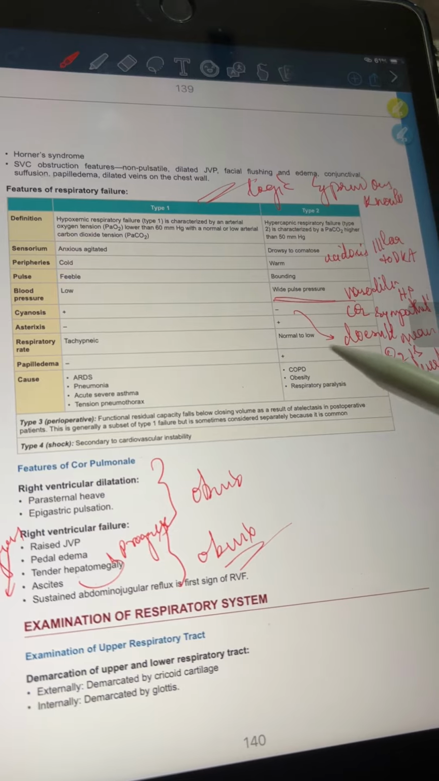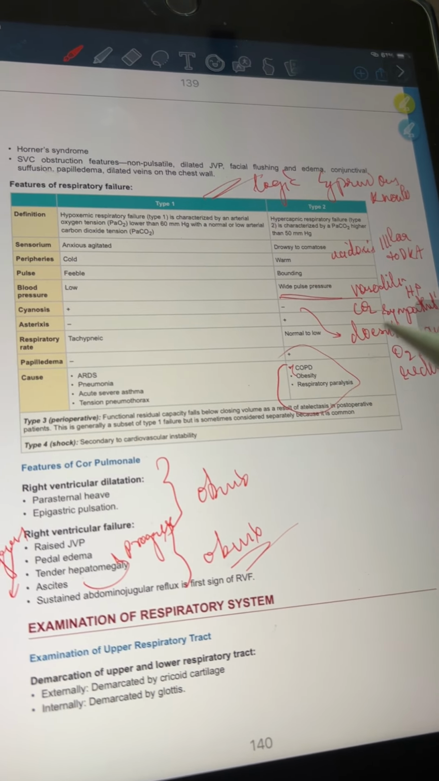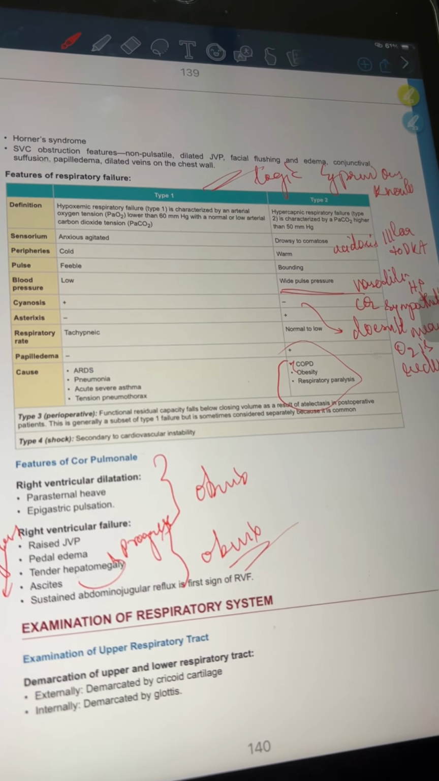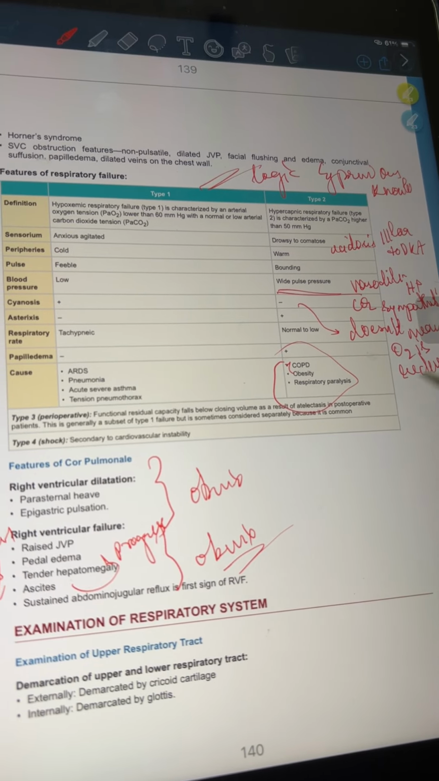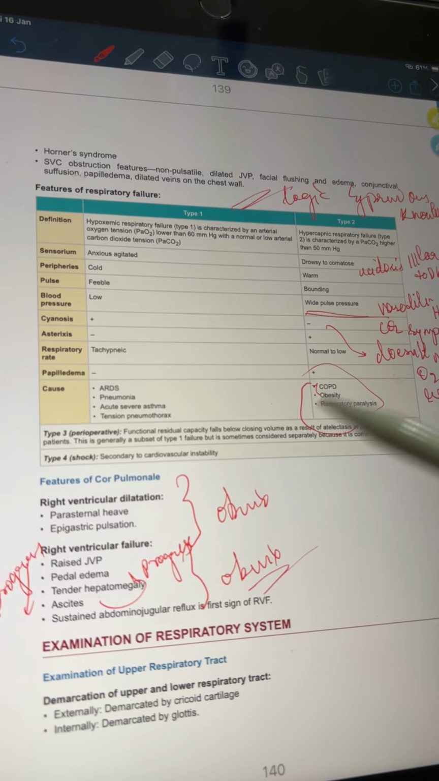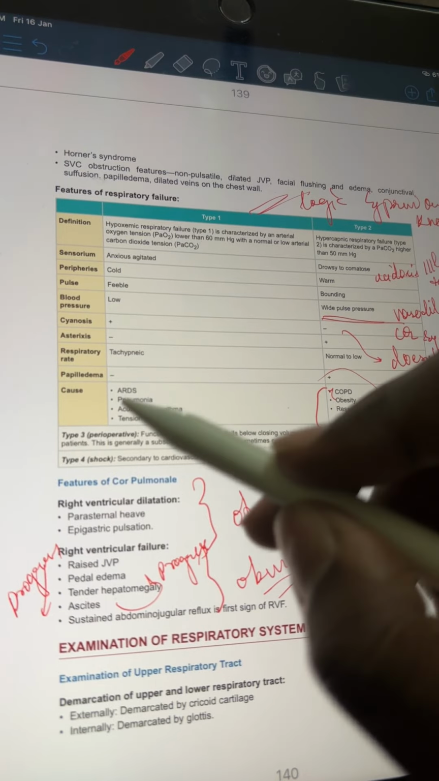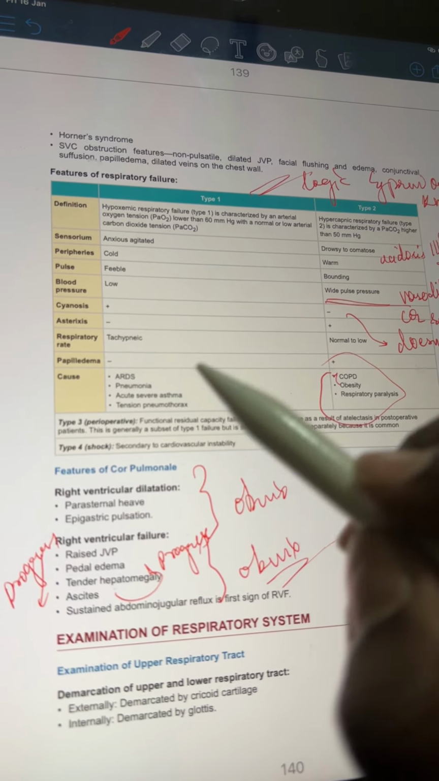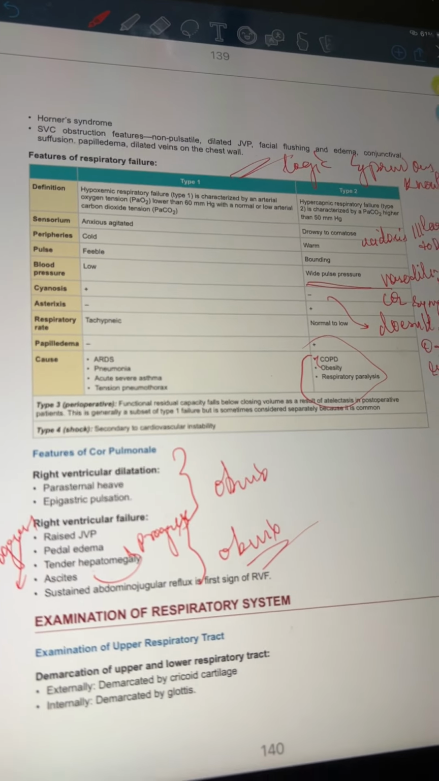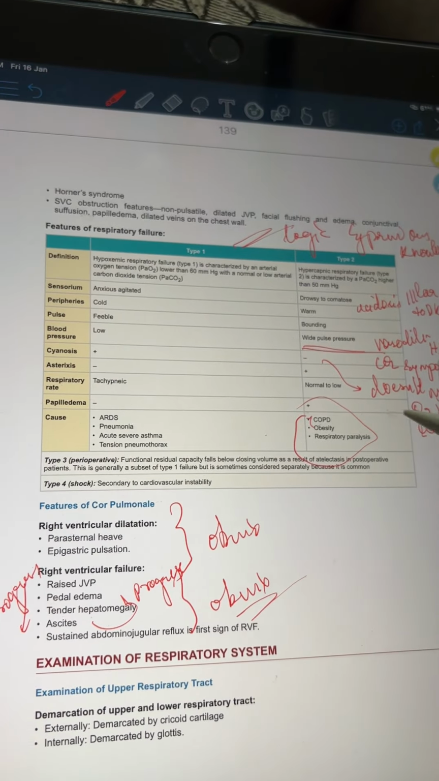And also, whichever conditions where carbon dioxide is persisting inside the body, like big barrel chest and all, COPD, obesity and all, there it will be type 2 respiratory failure. Yeah, it's very easy. Even in ARDS, what happens? ARDS, hypoxia, all these are primarily oxygen deprived conditions. COPD is mainly CO2 retention.